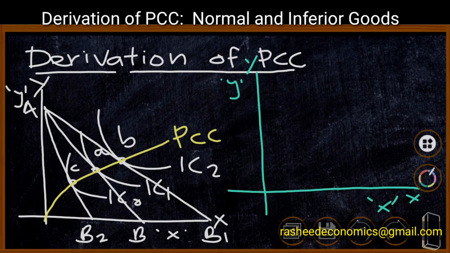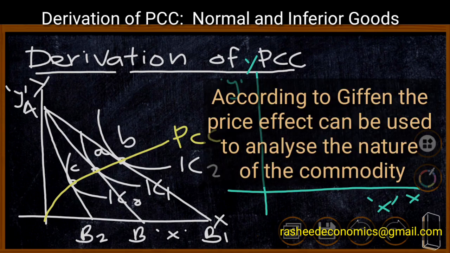Now let us analyze the case of the price consumption curve in case of a Giffen good. The concept of Giffen good was originally explained by Robert Giffen by linking the nature of a commodity with price changes. According to Giffen, when the price of a commodity is changing, the effect on its demand can be considered as an element to determine the nature of the commodity. Or we can define different types of commodities on the basis of this price effect.